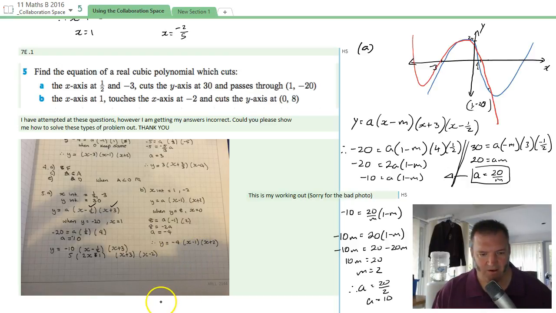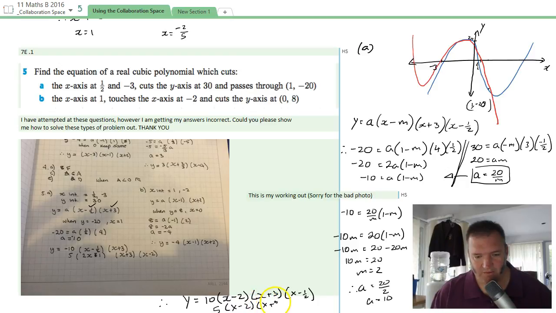We can now write our answer. The equation is going to be a is 10, x minus 2, x plus 3, x take a half. And as I said, that doesn't look quite as nice with the x take a half there. So what we do is we just take a factor of 2 out of the 10 and multiply it into that bracket. So I'm going to have 5, x take 2, x plus 3, 2x take 1.